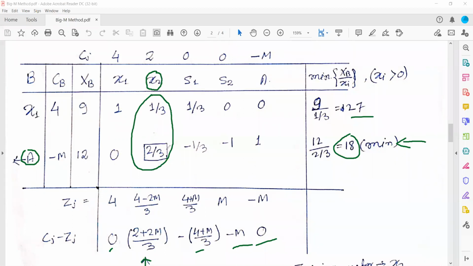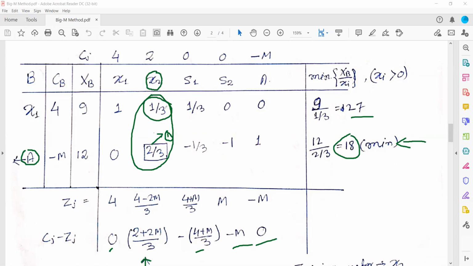And then you need to make it 1. Please mute yourself. So 2 by 3 is the key element. Now you need to make it 1. So what will we do? You multiply this row by 3 by 2. So this will become 1. You just simply multiply this row by 3 by 2. And then you make it 0. Because this will become 1.